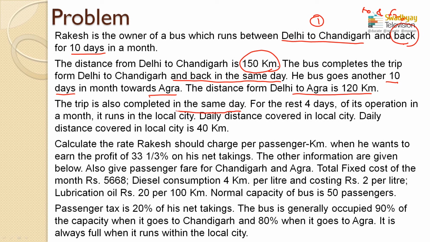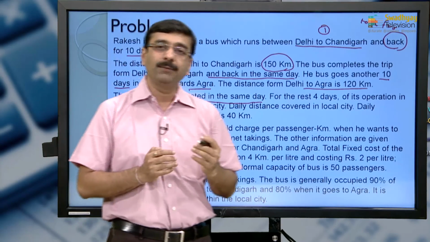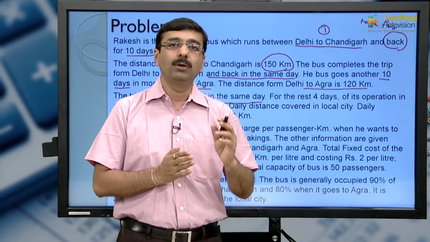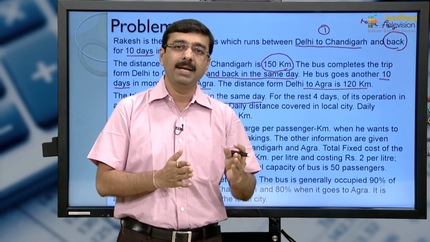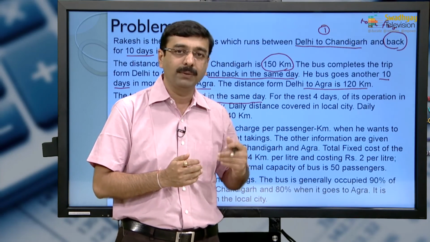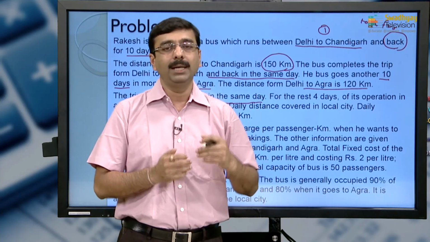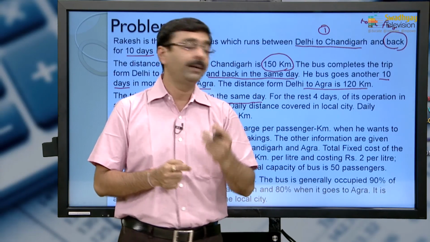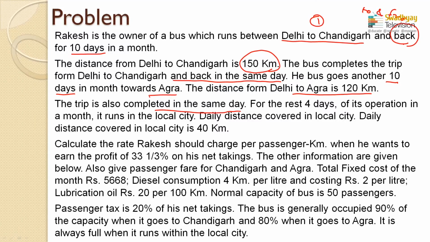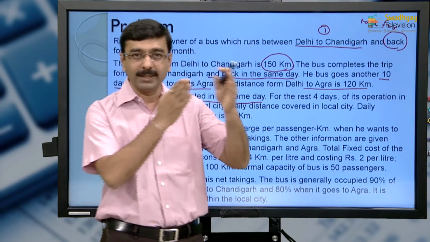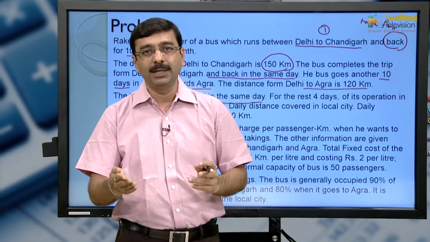That is, again, the information is that it works for one day only. So the to-and-fro journey from Delhi to Agra also completes in a day. It never works as an overnight journey; it's a same-day job. That means once it starts from Delhi, reaches Agra, then comes back from Agra to Delhi in the same day. The distance is actually 120 kilometers, and it runs for 10 days. So there are two routes: one is Delhi to Chandigarh, the second route is Delhi to Agra.